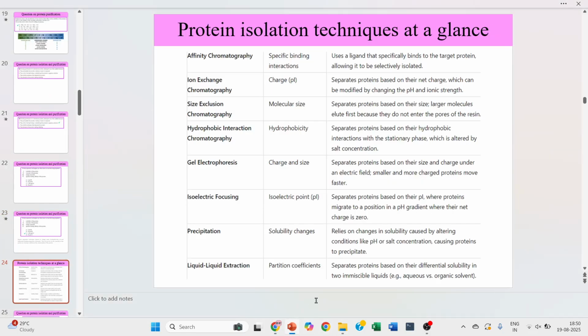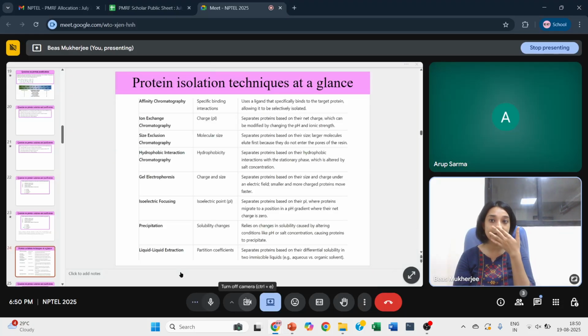So these are exploited by the affinity chromatography. Now, these are the different types of chromatography techniques that exploit different properties in proteins. So, affinity chromatography, specific binding interactions; ion exchange, charge of the protein; size exclusion chromatography, molecular size; hydrophobic interaction chromatography, hydrophobicity, which comes from the name, right? And gel electrophoresis, charge and size. Now, you have already studied gel electrophoresis.